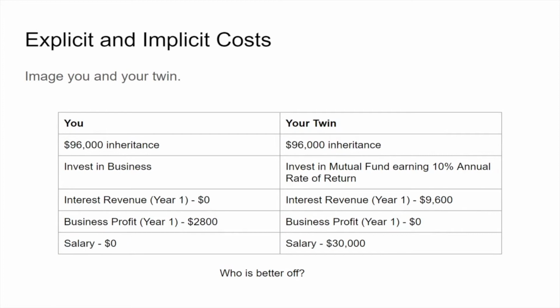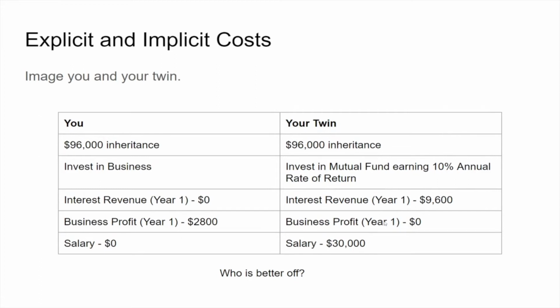Okay, now your twin, on the other hand, also inherited $96,000, but is not an entrepreneurial type. And your twin invested $96,000 into a mutual fund. And that mutual fund earned, for the purposes of this example, a 10% annual rate of return. That means that $96,000 in the year of operation, the interest revenue that $96,000 earned was $9,600, 10% of $96,000.